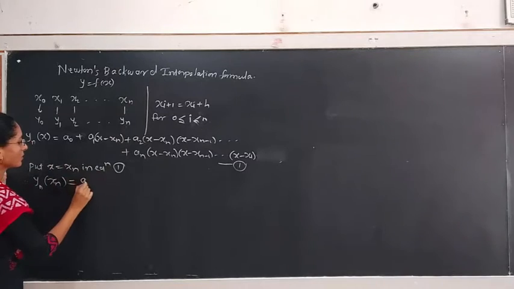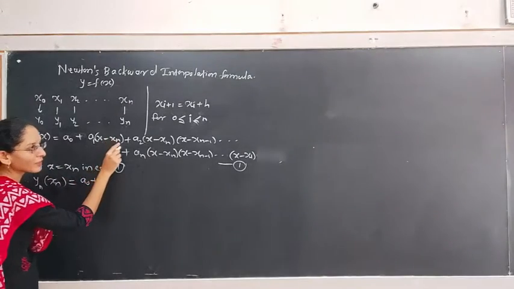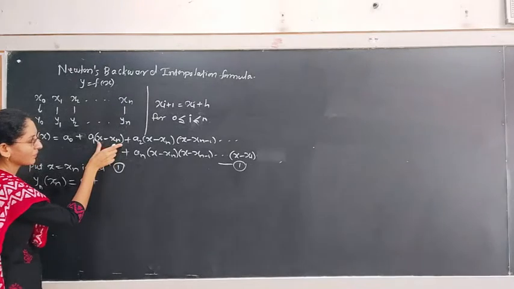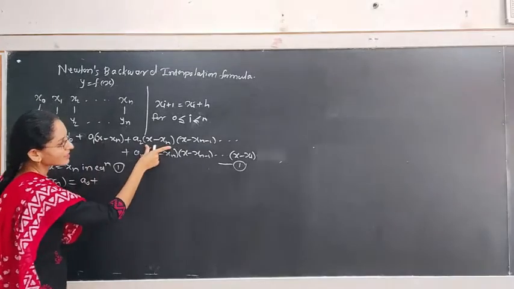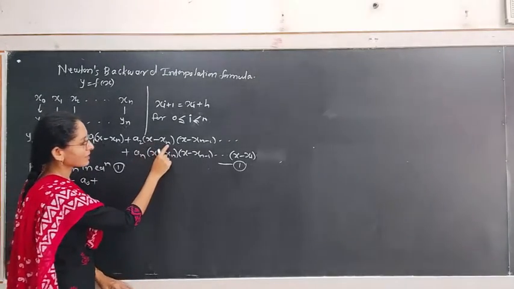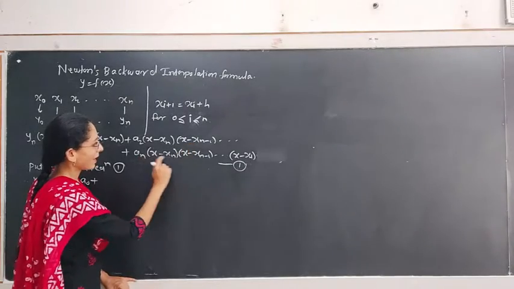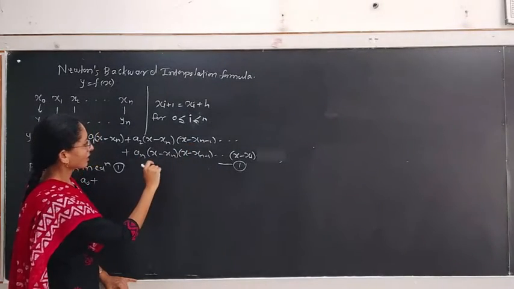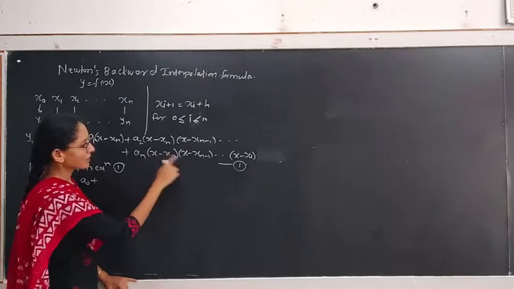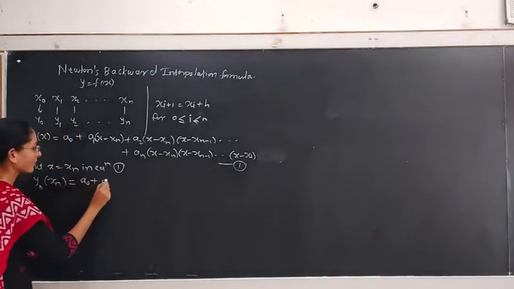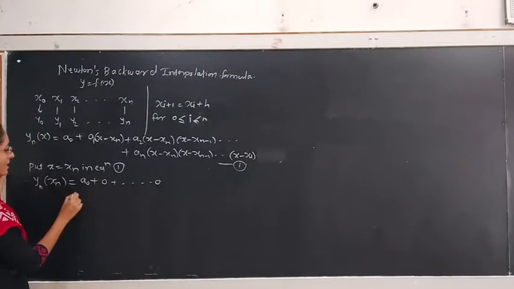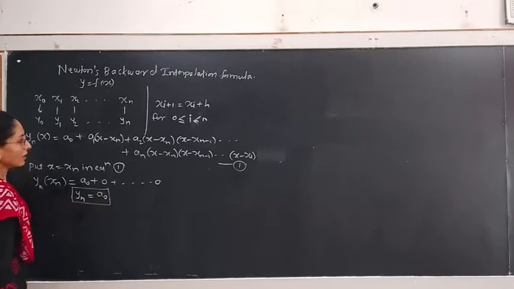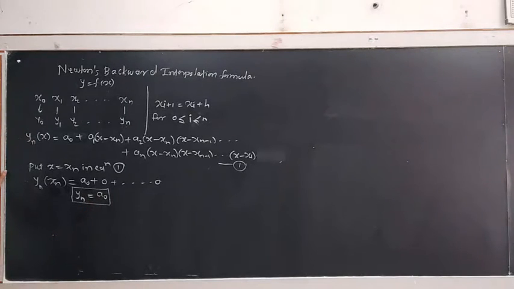Right side is a0 plus, since we are using x is equal to xn, this term will be 0. If we put x is equal to xn, this term is 0. This is also 0, as xn minus xn, the difference, is 0. The last term also gives the value 0. Hence, equation 1 gives the value of a0. yn of xn is yn, which is equal to a0. This is the value of the constant coefficient.